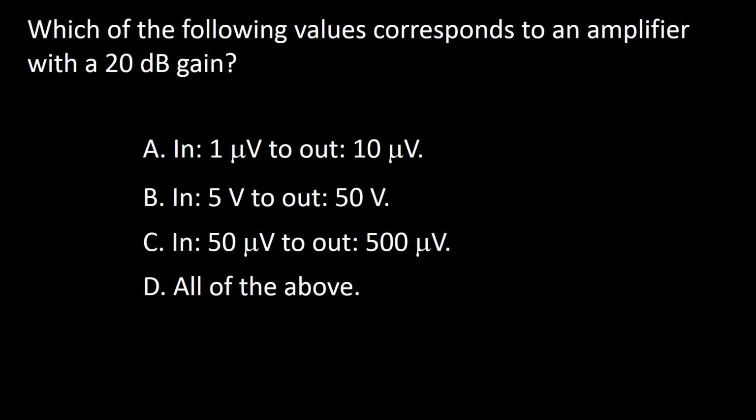Next question. Which of the following values corresponds to an amplifier with 20 dB gain? A. In 1 microvolt to out 10 microvolts. B. In 5 volts to out 50 volts. C. In 50 microvolts to out 500 microvolts. D. All of the above.